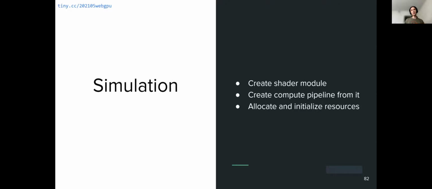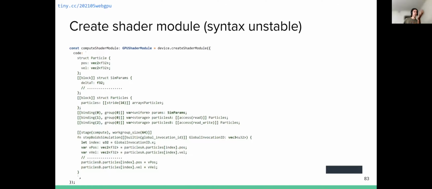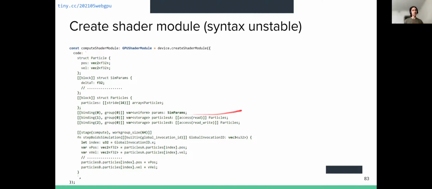We'll create a shader module, create a compute pipeline from that, and allocate and initialize some resources. So this is a bunch of code, of course, but here we have a shader module for the simulation. The important part here is the bindings. So here we have a uniform buffer for the parameters and a storage buffer to read from and a storage buffer to write to. So we'll be ping-ponging back and forth between two storage buffers each frame.